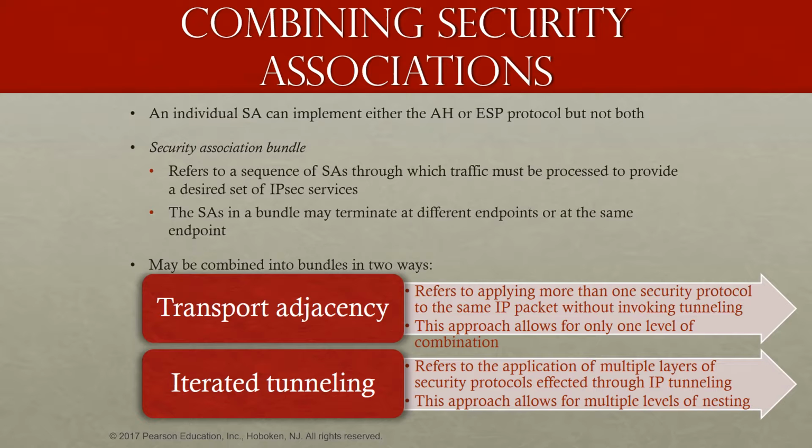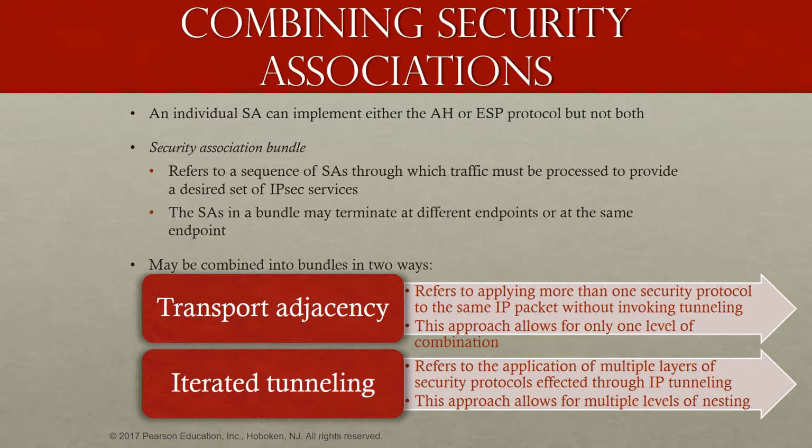In all of these cases, multiple SAs must be employed for the same traffic flow to achieve the desired IPsec services. The term security association bundle refers to a sequence of SAs through which traffic must be processed to provide a desired set of IPsec services. The SAs in a bundle may terminate at different endpoints or at the same endpoints.